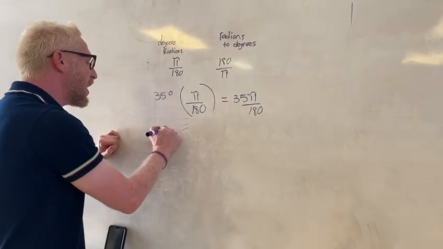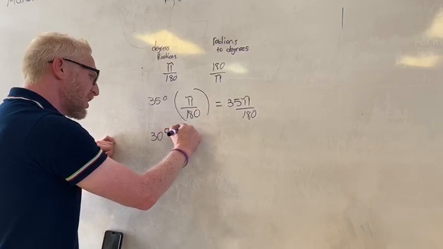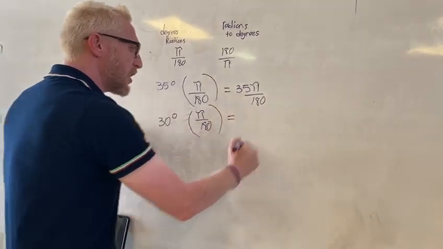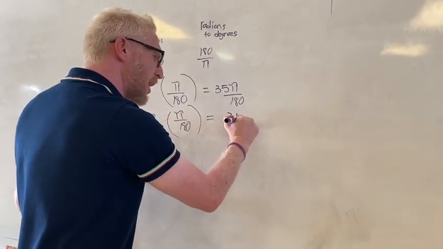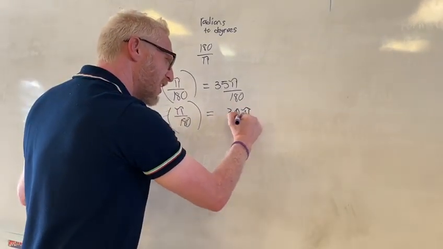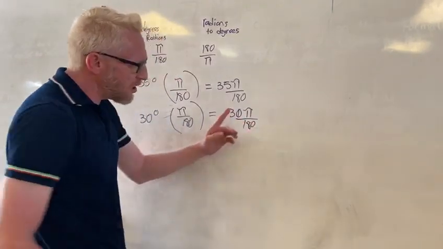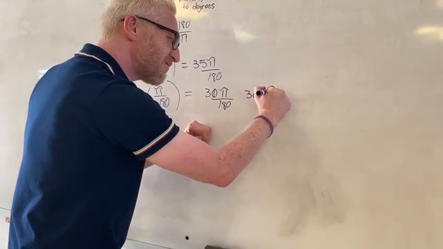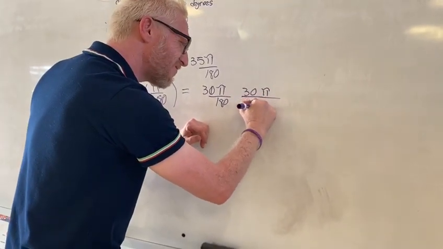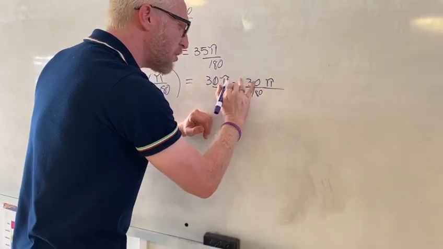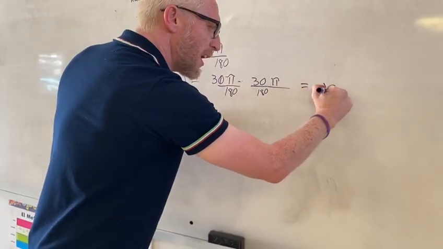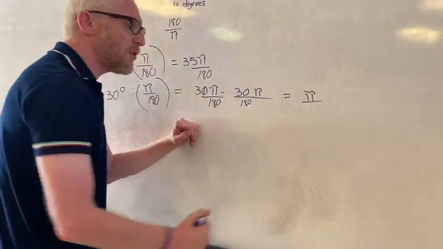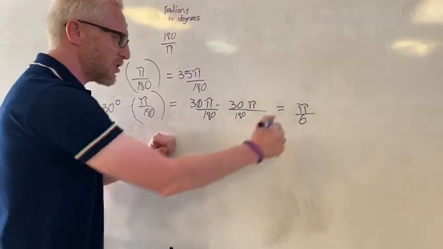Now let's say I have an answer like 30 degrees. I use the same formula, pi over 180. I do the same thing. I multiply 30 times pi, and that would be 30 pi over 180. I can reduce this fraction if I divide this by 30. So if I divide 30 by 30, that equals pi, or 1 pi. And 180 divided by 30 equals 6. So your answer in this case would be pi over 6.